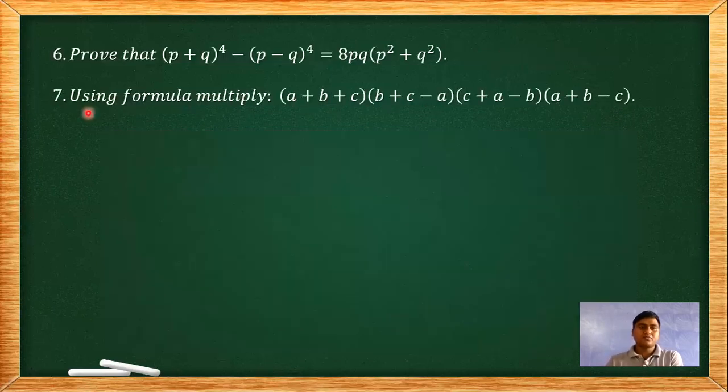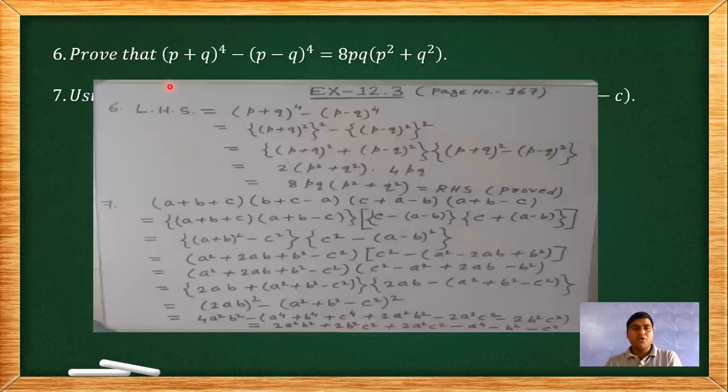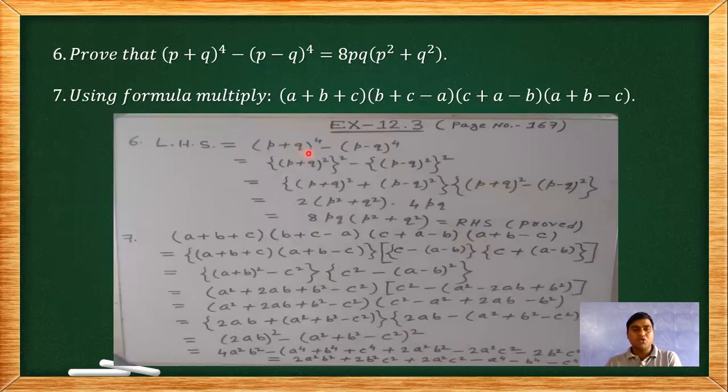Problem number 6. Prove that (p plus q) to the power 4 minus (p minus q) to the power 4 equals 8pq into p square plus q square. So let's start from the left hand side. Our left hand side is (p plus q) to the power 4 minus (p minus q) to the power 4. So we write (p plus q) to the power 4 equals ((p plus q) square)², and (p minus q) to the power 4 is ((p minus q) square)².